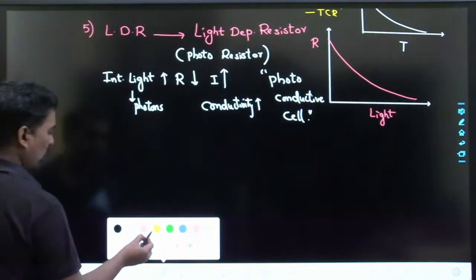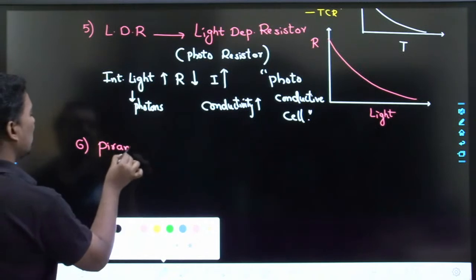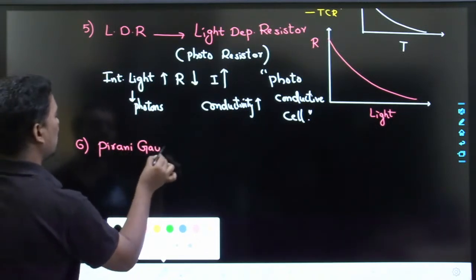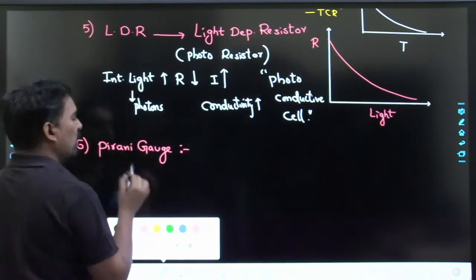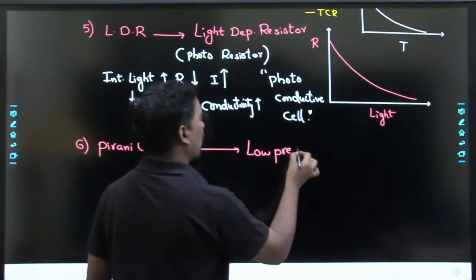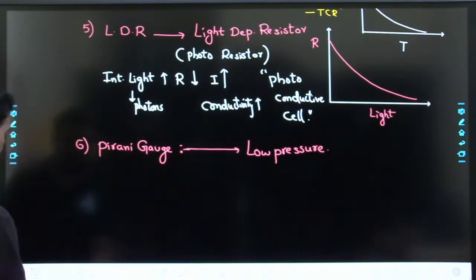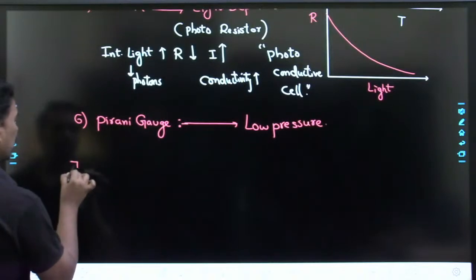Next most important thing is the Pirani gauge. What is this Pirani gauge? This Pirani gauge is suitable for measurement of low pressure of a gas. Okay.